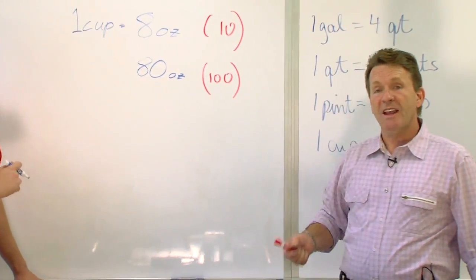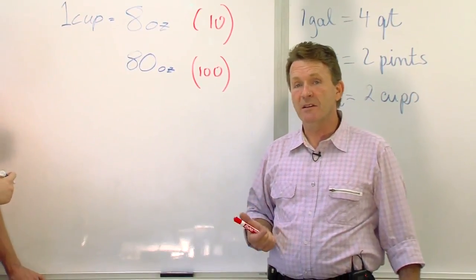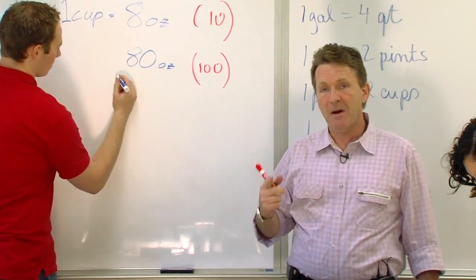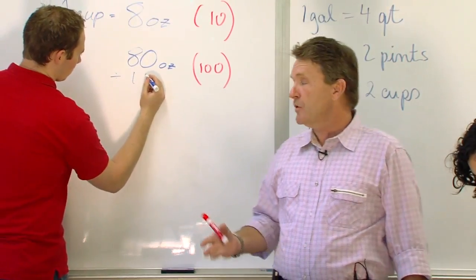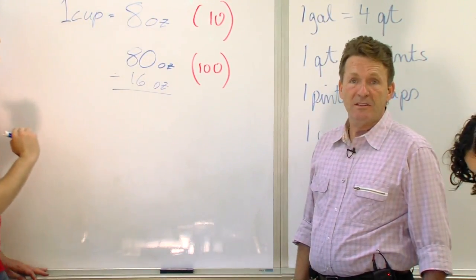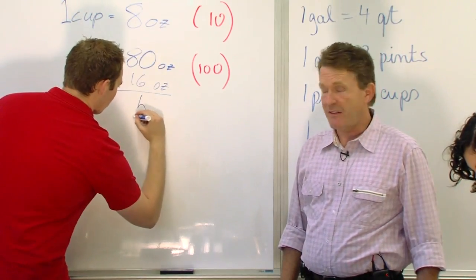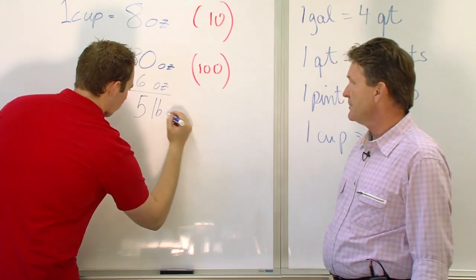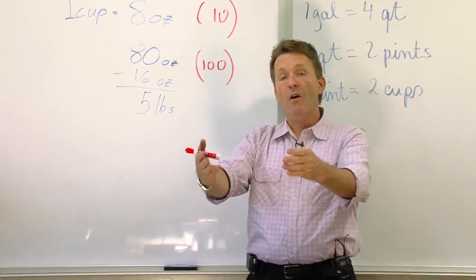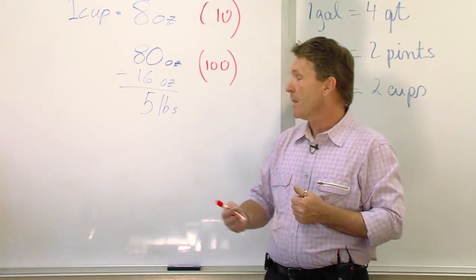So we also know that there are 16 ounces in a pound. So if I divide 80 divided by 16, which is the amount of ounces in a pound, it would give me a total of 5 pounds. 80 divided by 16 is 5. So it would give me 5 pounds. Okay? And I always write it on the board so students can follow along with what I'm saying.